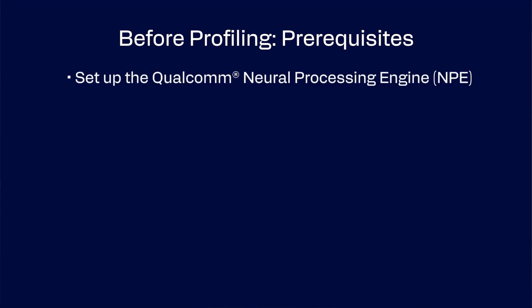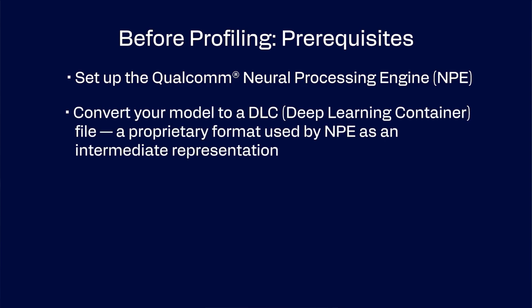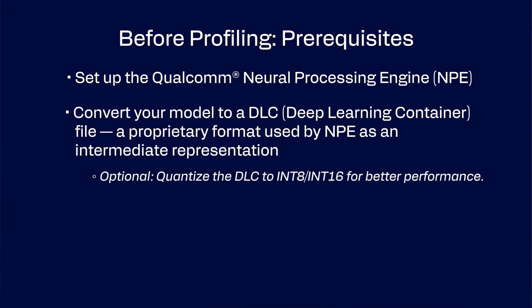First, set up the Qualcomm Neural Processing Engine. Second, convert a neural network model to a deep learning container or a DLC file format. DLC is a proprietary file format used by Qualcomm Neural Processing Engine. It acts as an intermediate representation of your model. Optionally, you can quantize the converted DLC file to int8 or int16 data format for enhanced performance and efficiency.